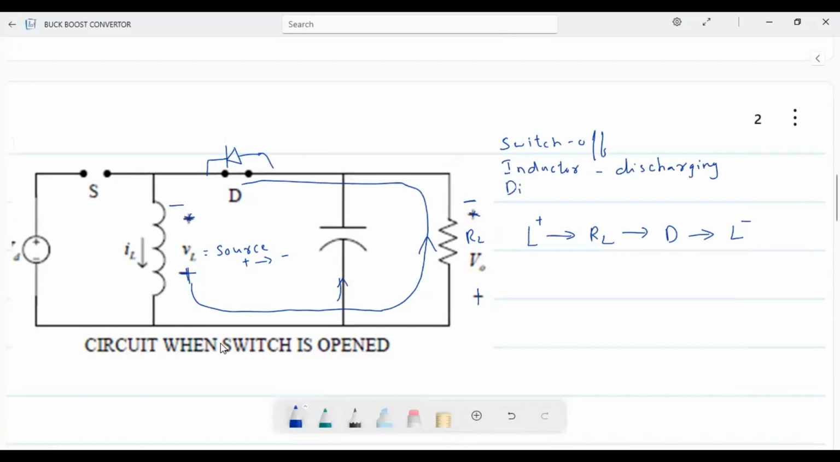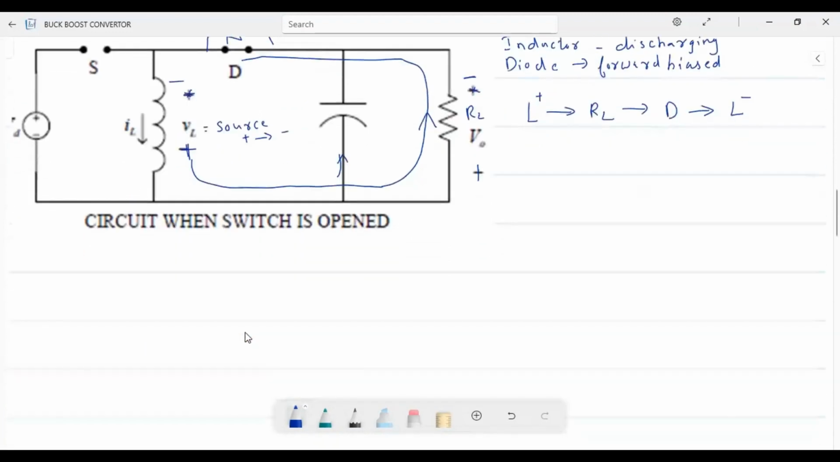And the diode, here it is negative. The negative is connected to cathode of the diode. So the diode will be in forward biased condition. It is in the on condition. And this will be the current path, inductor positive to inductor negative.